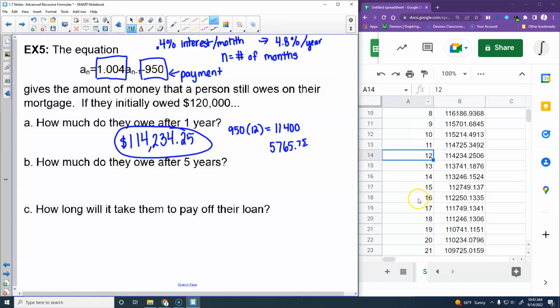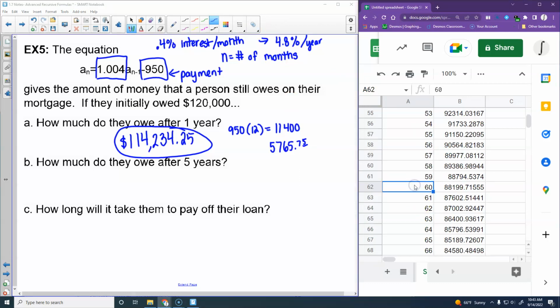Okay, 5 years is going to be 60 months. So if we scroll down to that, after 5 years, you're getting in a little bit better shape. You owe $88,199.72. Okay, so that's how much you owe after 5 years.